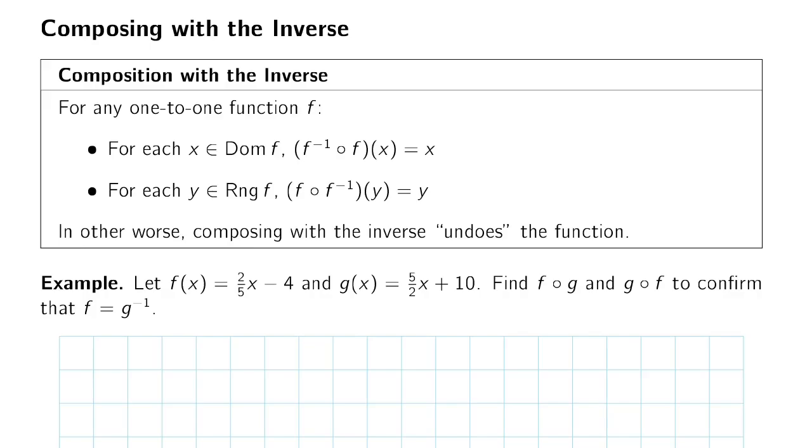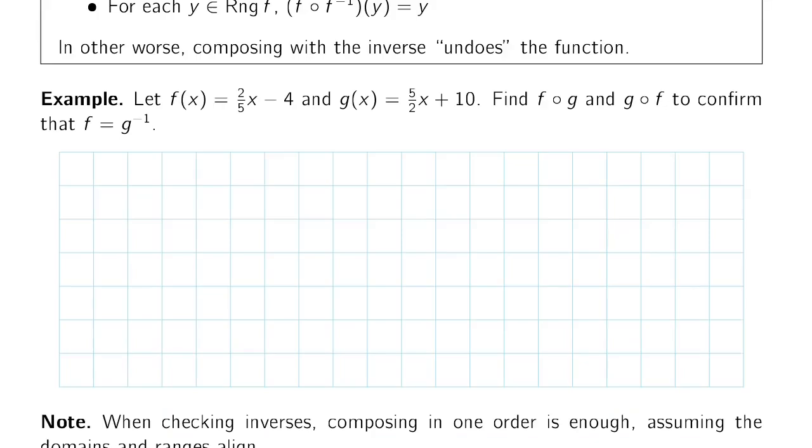So let's just confirm this property for a moment. Here we're given two functions, and we're asked to compose them and confirm that in fact they're inverses of each other. So we'll take f composed with g of x. That'll be f of g of x. So that'll be f of g is the function that takes 5/2 x plus 10. f takes 2/5 of its input and subtracts 4. And in this case, the input is 5/2 x plus 10.